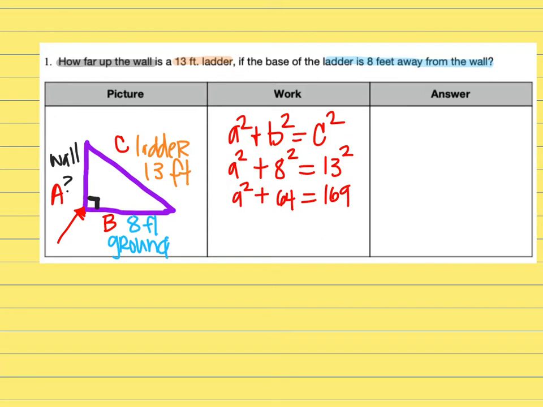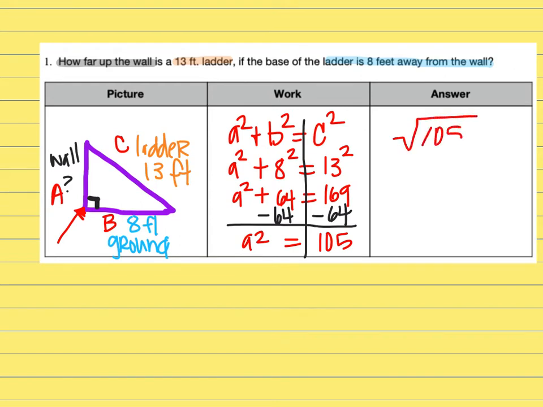So remember, if you know the big number at the end, but you have a little number missing, we're not going to add, we're going to subtract these two values. So 169 minus 64. We can think about this as a normal equation. Subtract 64 from both sides. And then I get A squared is 105. Then for my final answer, I need to know what is the square root of 105.